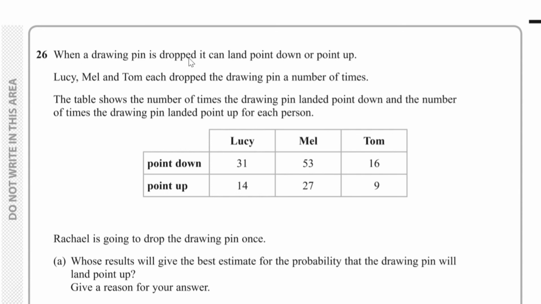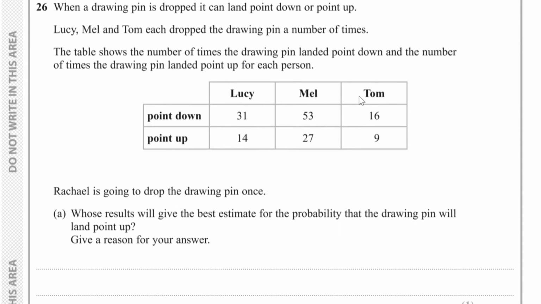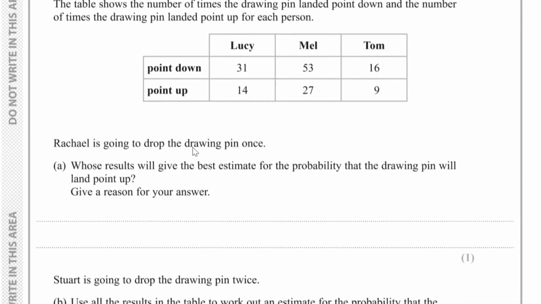Question number 26. When a drawing pin is dropped, it can land point down or point up. Lucy, Mel and Tom each dropped the drawing pin a number of times. The table shows the number of times the drawing pin landed point down and the number of times it landed point up for each person. Rachel is going to drop the drawing pin once, whose result will give the best estimate for the probability that the drawing pin will land point up. Give a reason for your answer.